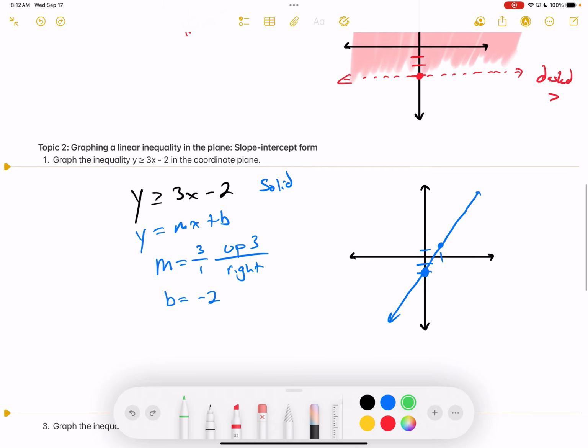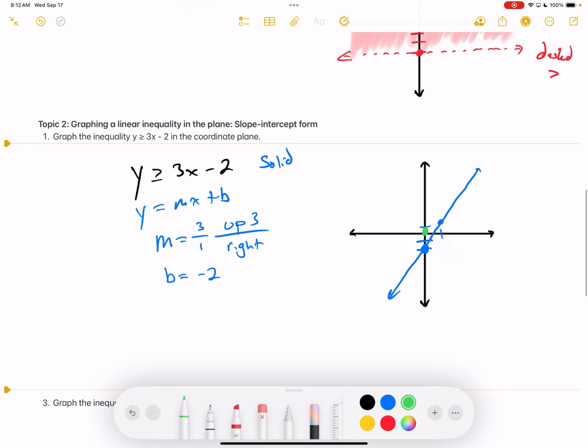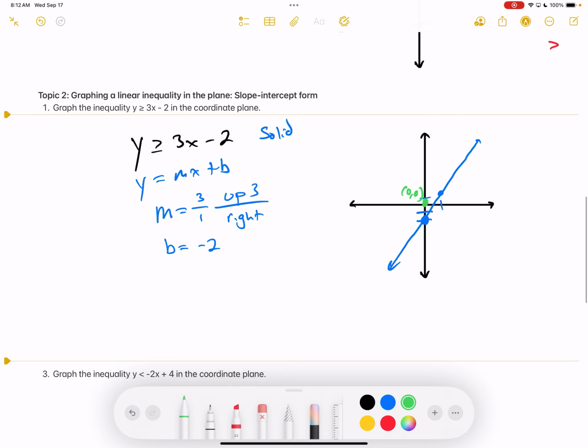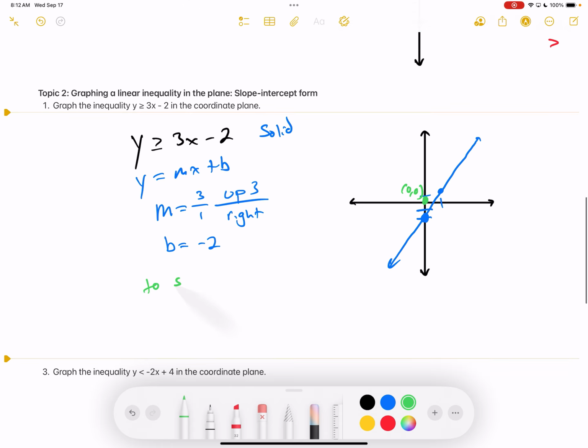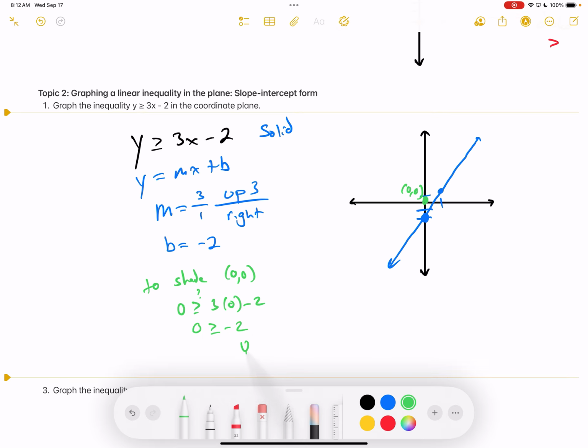So the way we do this is to shade, we pick any point that's not on the line. 0, 0 is the easiest one to pick. So I'm going to pick 0, 0, and I'm going to plug that in. And we're seeing is 0 greater than or equal to negative 2. That is true. Okay, so since that is true, we are going to shade towards that point.